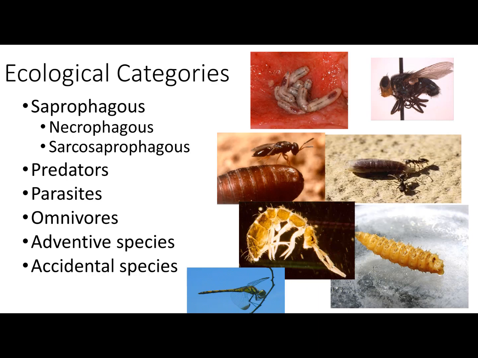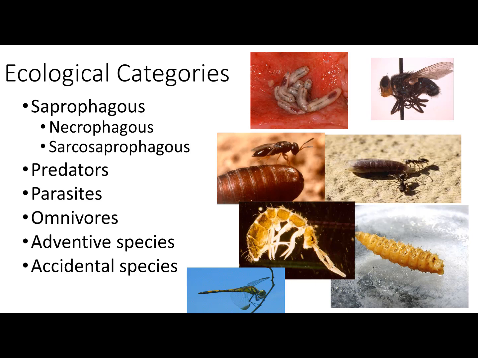Now I'm going to define them for you according to their ecological categories. So we have all of these different ecological categories. And this first one is called saprophagous or saprophagous, depending on who you talk to. I always learned it as it rhymes with sarcophagus. So saprophagous, to say it slowly.